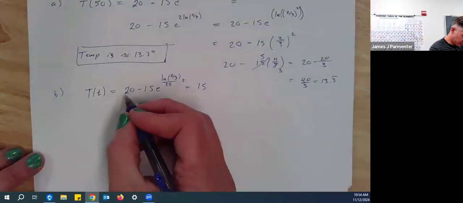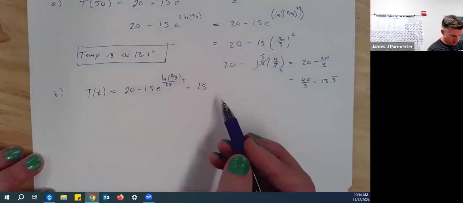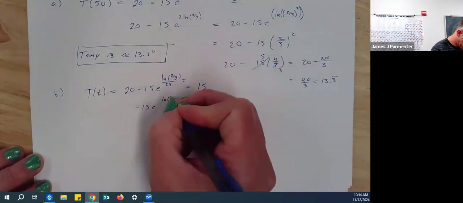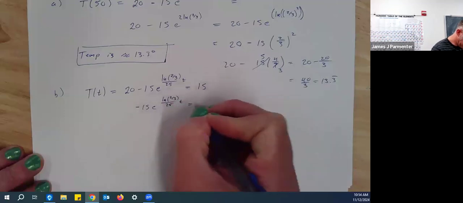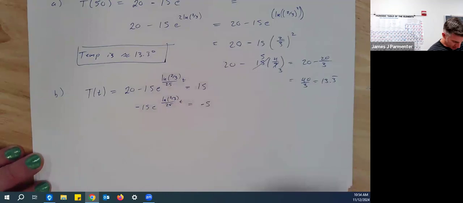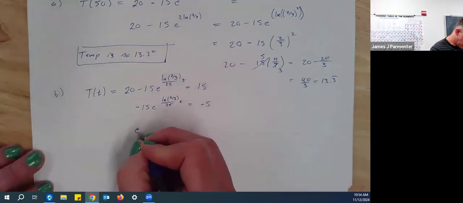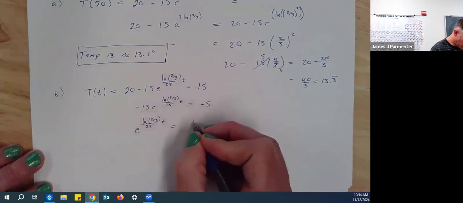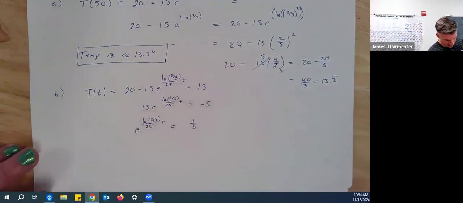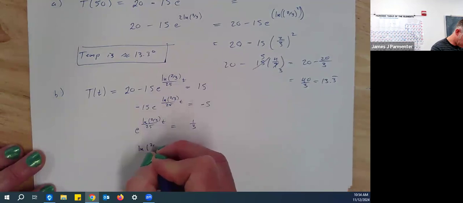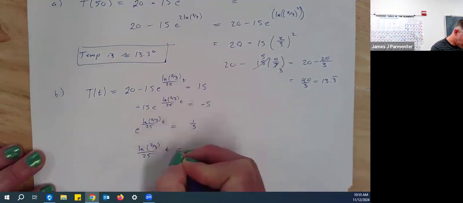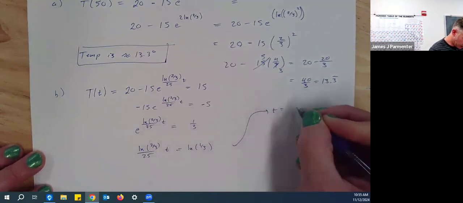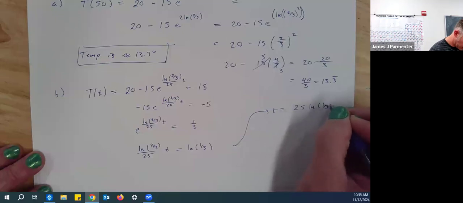So let's see. Taking this equation, solving for t, we do the usual things. We subtract 20, we have negative 15 e to the stuff equal to 5 minus 20, which is negative 15. Actually, 15 minus 20 is negative 5. Divide both sides by negative 15. We get e to the natural log of 2/3 divided by 25 times t equals 1/3, because 5 over 15 is 1/3. Take the natural log of both sides. You get the natural log of 2/3 divided by 25 times t equals the natural log of 1/3. Finally, solve for t. You get t equal to 25 times the natural log of 1/3 divided by the natural log of 2/3.